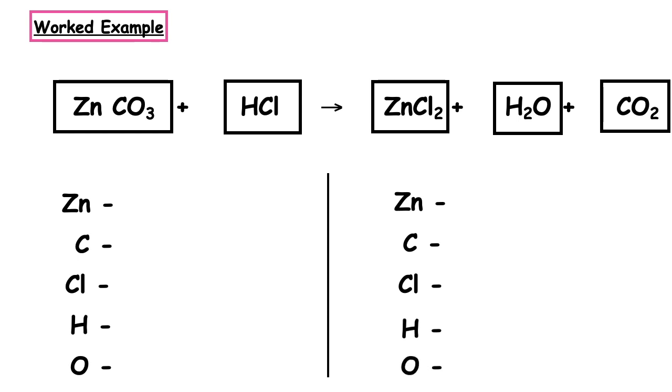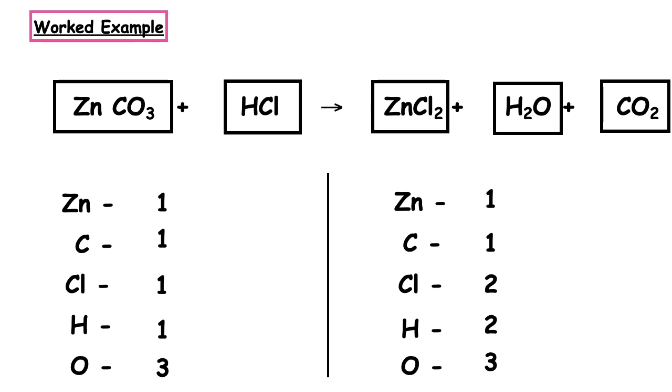We're going to write down how many zincs we have on the left. We have 1. Carbons, we have 1. Chlorines, we have 1. Hydrogens, 1. And oxygens, 3. On the product side, how many Zns do we have? We have 1. Carbons, we have 1. Chlorines, we have 2. Hydrogens, we have 2. And we have to be careful with the oxygens. We have 1 in our water and we have 2 in our carbon dioxide. 1 plus 2 equals 3.